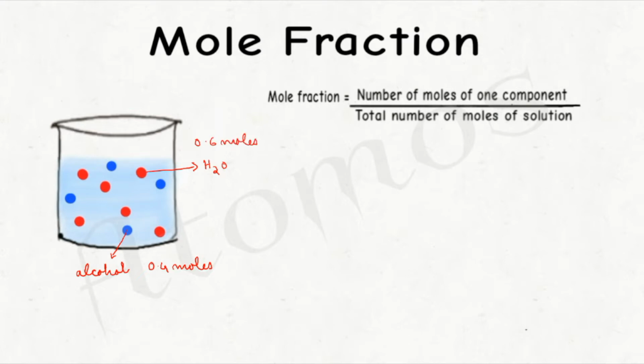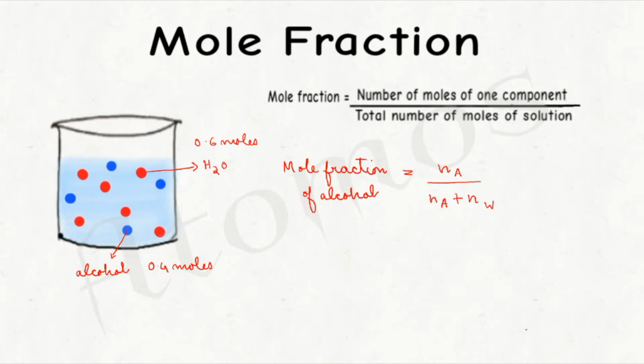If so, how to find out the mole fraction of alcohol in this solution? How to calculate it? Mole fraction will be equal to number of moles of one component divided by total number of moles present in the solution. So write it. What will be the mole fraction of alcohol? Mole fraction of alcohol will be equal to number of moles of alcohol, I will write it as Na, divided by number of moles of alcohol plus number of moles of water. So in the denominator we have the total number of moles present in the solution.